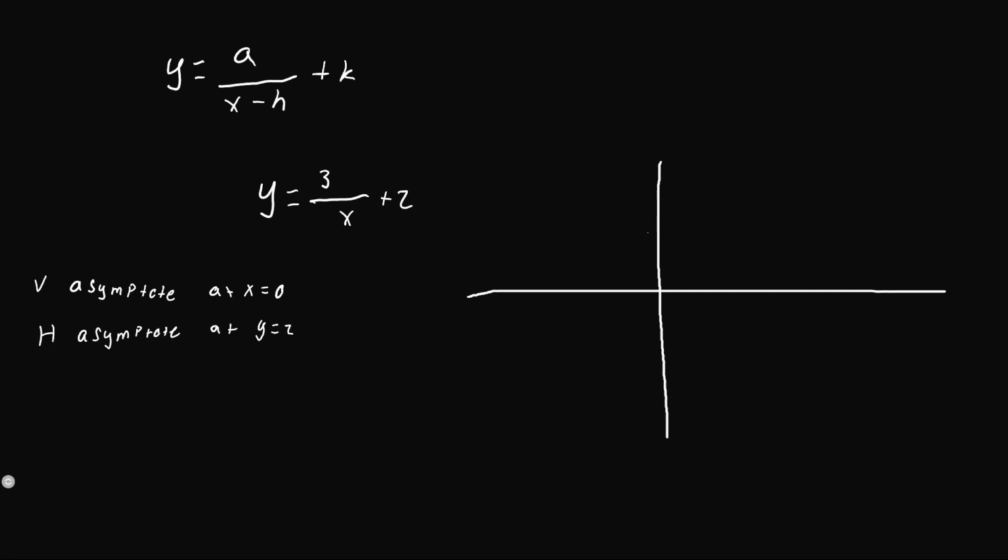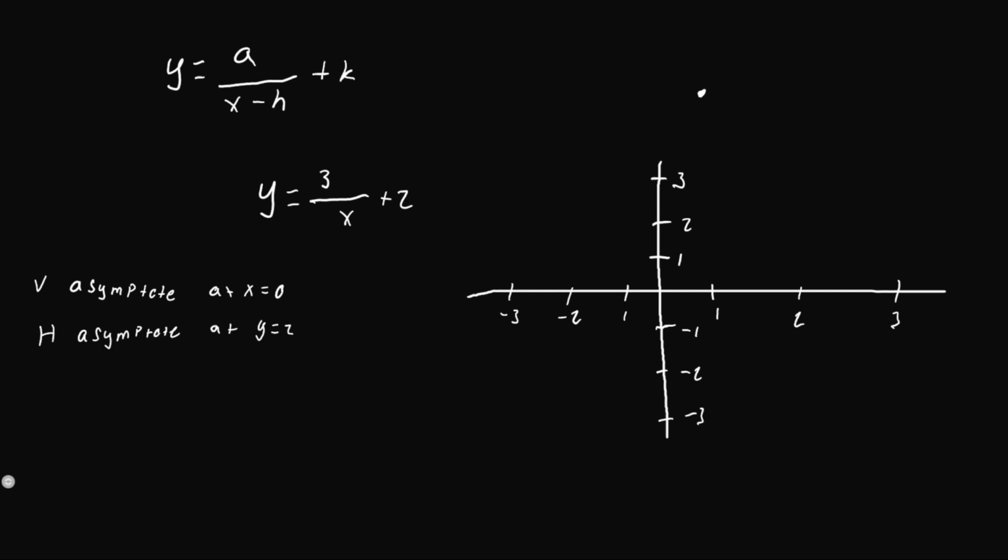So we're going to make a few points here: 1, 2, and 3, and -3, -2, and -1. Okay, so we have a small graph and we're going to plot our points given the rational function. So let's go ahead and look at when x is equal to 1, it's going to be positive 5, which is around up here.